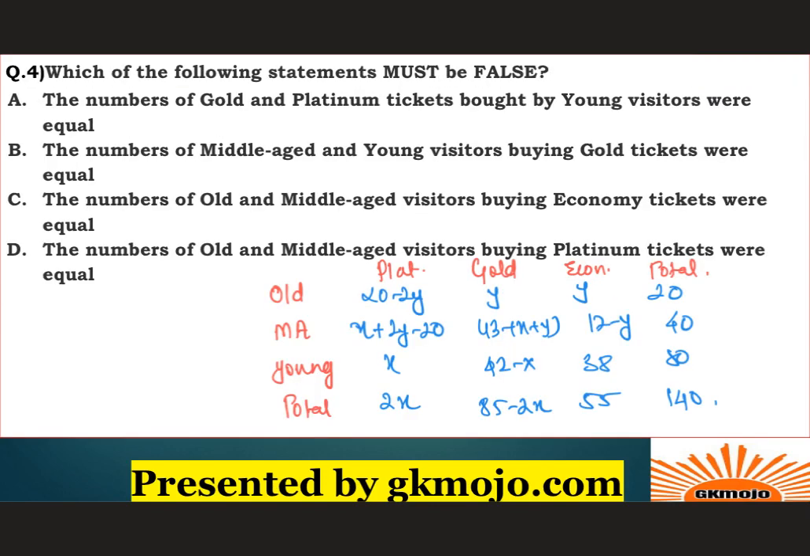Now the fourth question, which of the following statements must be false? Alright, so you have to prove which of the following statements is false based on the table that we have already created. So let us see option by option. If I observe the options smartly, you should not take anything randomly or in any order. If you see option C, the number of old and middle-aged visitors buying economy tickets was equal. y and 17 minus y should be equal. But how is that possible?